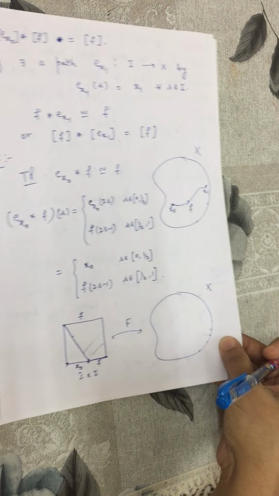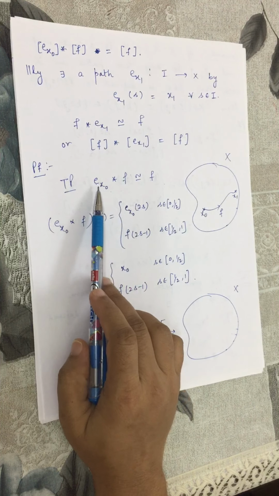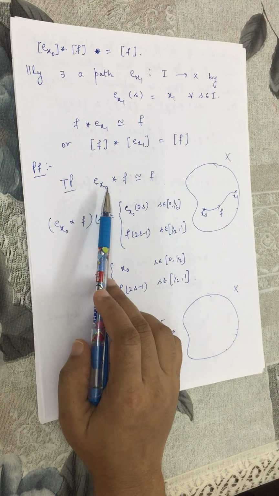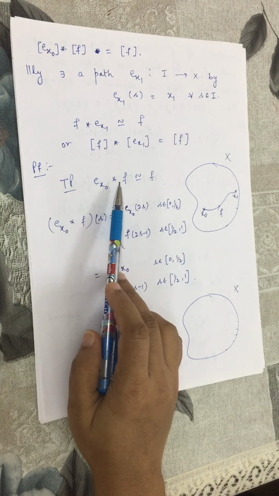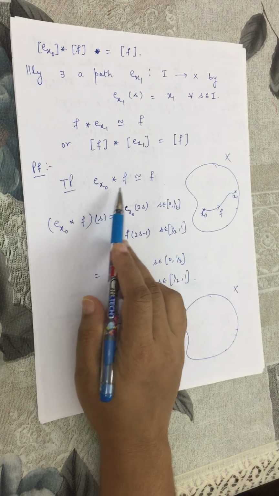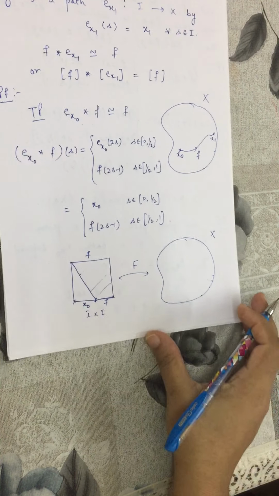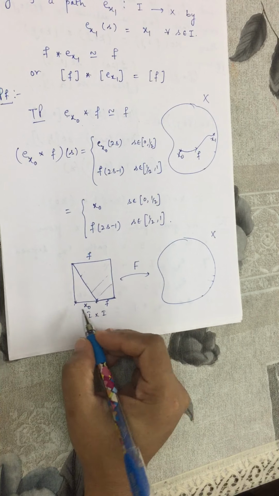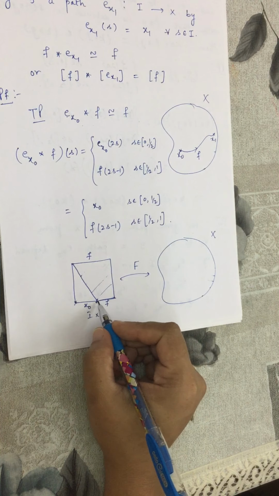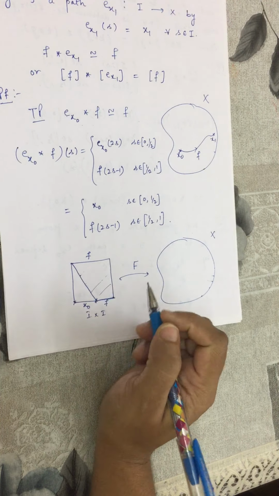In continuation of the previous video, we have to prove that e_x0 acts as a left identity for the product of path homotopy classes. So we have to prove e_x0 * f is homotopic to f. We have to define a mapping capital F which maps this portion to x0, this portion to f, and the whole of the upper line goes to f.